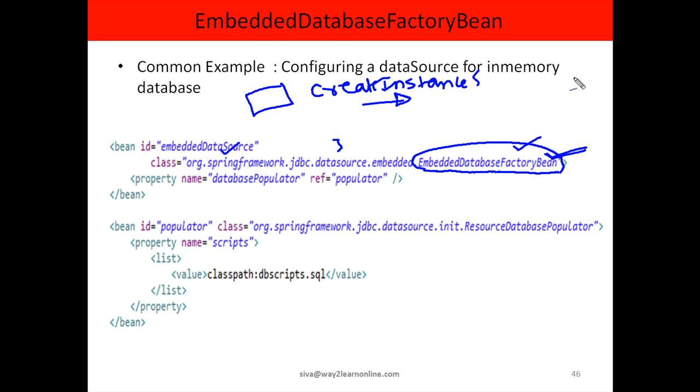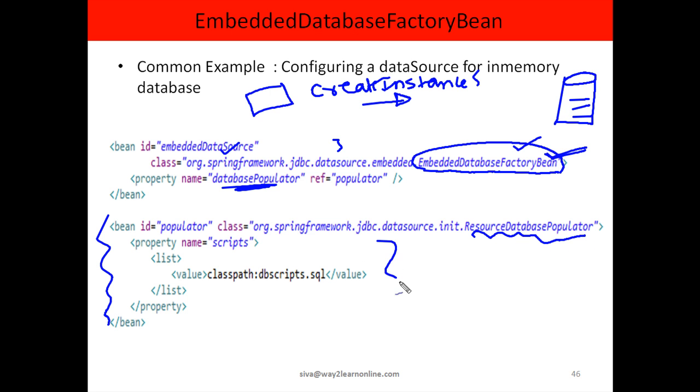Okay, empty database, does it mean anything for our application? Generally, when testing, we may want to populate that empty database with some dummy data for testing. So that's why it is dependent on database populator. Here is a database populator. This database populator is a class which can read some script files. We have to inject a list of scripts. If I have n number of scripts, I can inject a list of scripts here. Then this populator is injected here.